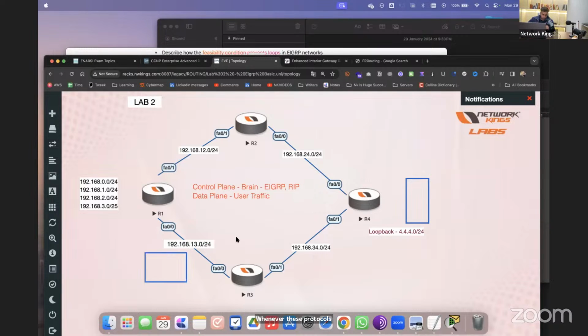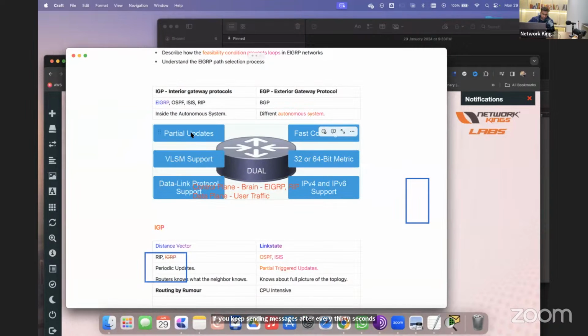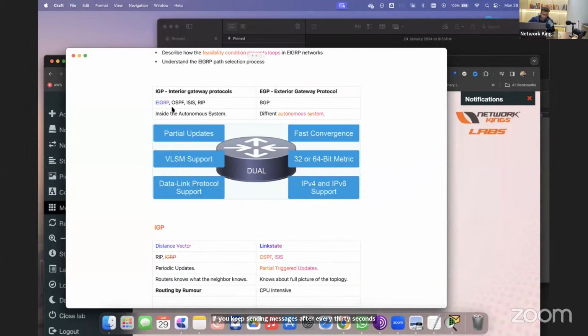Okay. So if you keep sending messages every 30 seconds, this is not good. But in EIGRP, we have partial updates, which means whenever there is a requirement, only then will I share an update. This is called partial updates. VLSM support means it supports subnetting, variable length subnet mask.